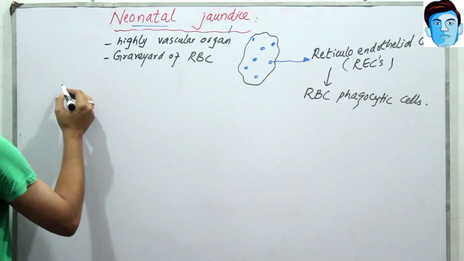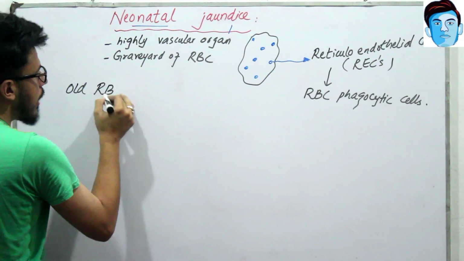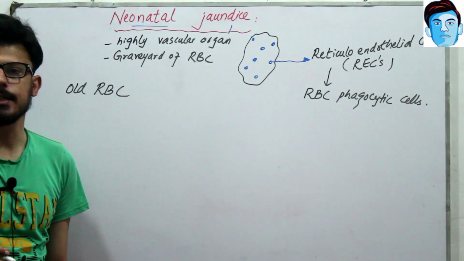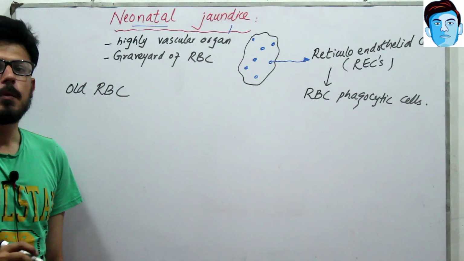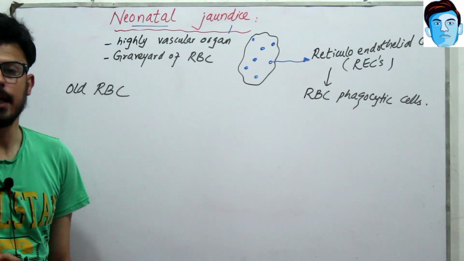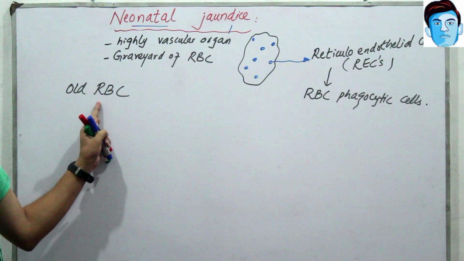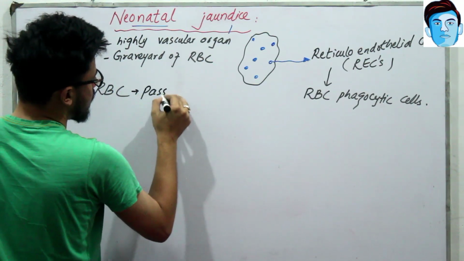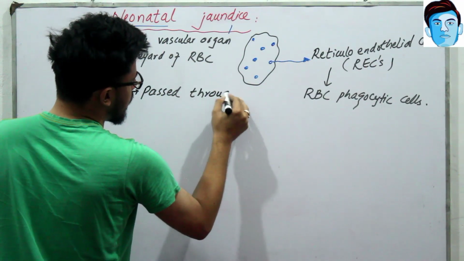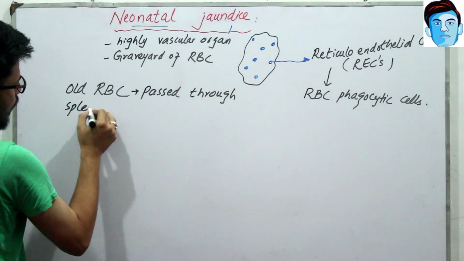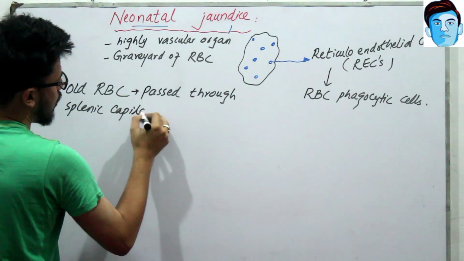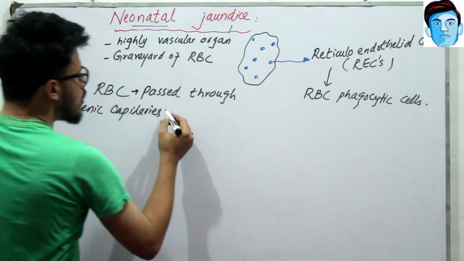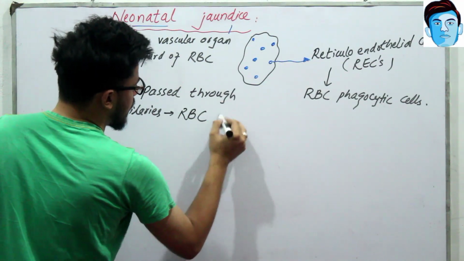Let's say we have an old RBC. By old RBC, I mean RBC having a lifespan of more than 120 days in an adult, and RBC having a lifespan of more than 80 days in a child. So let's say we have an old RBC. As soon as this old RBC passes through splenic capillaries, in the spleen we have a reticuloendothelial cell which is responsible for destruction of RBC. So what happens? RBC destruction occurs.